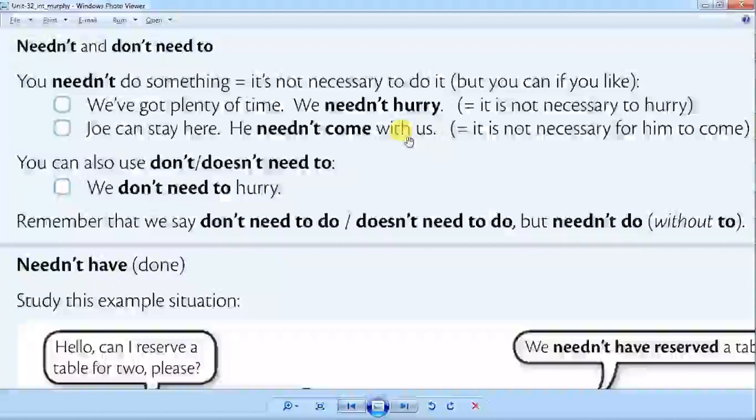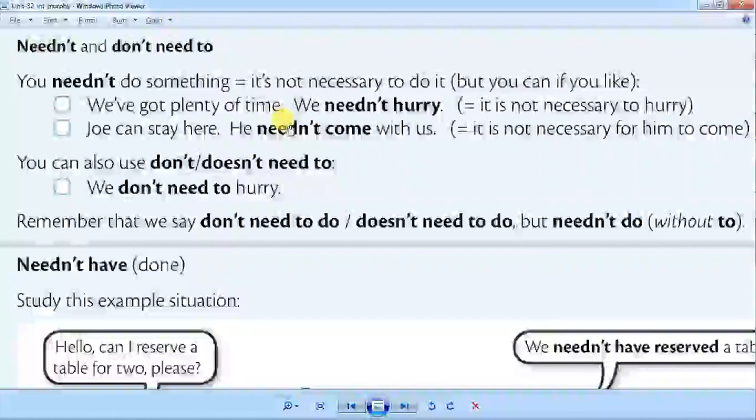But we usually say I don't need to or you don't have to in spoken English. We say we don't need to hurry, or you don't have to hurry. Okay? We rarely use needn't.